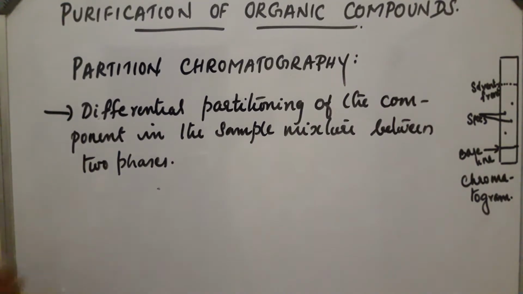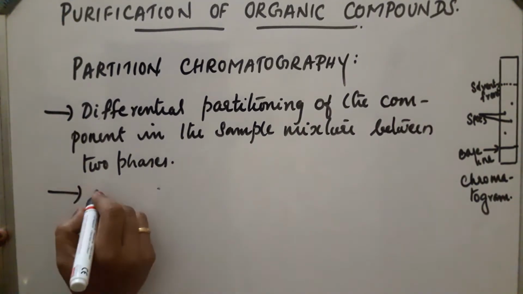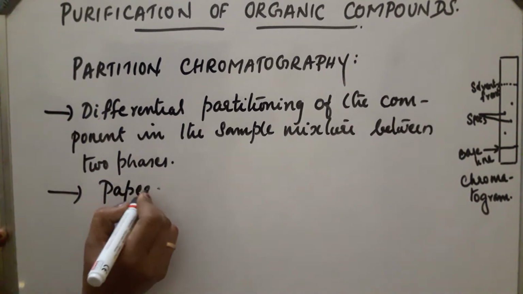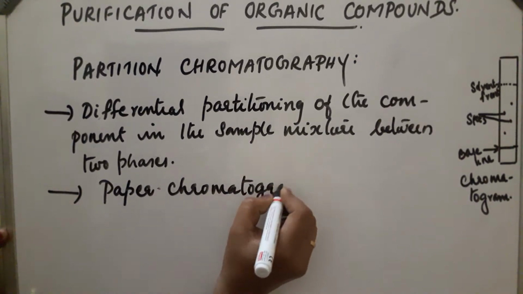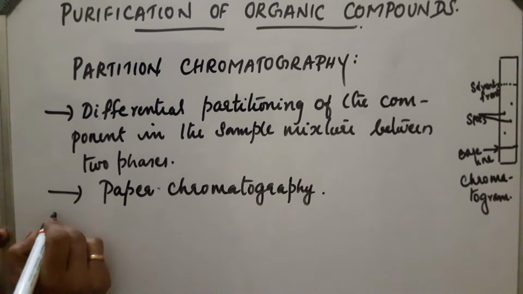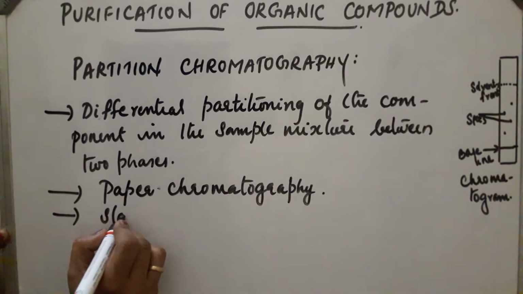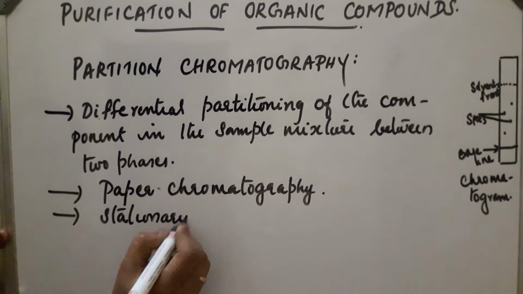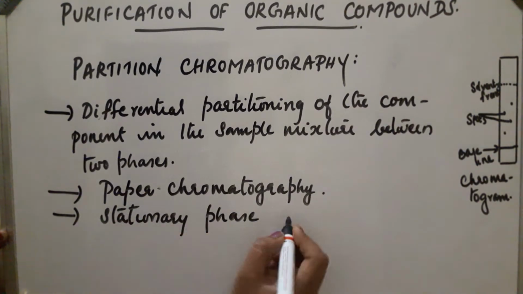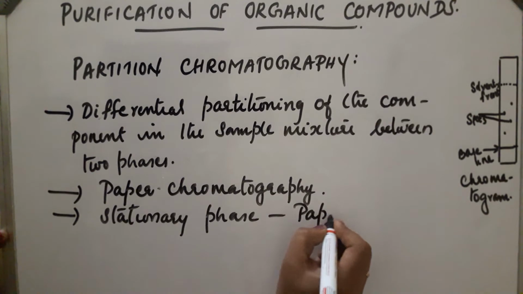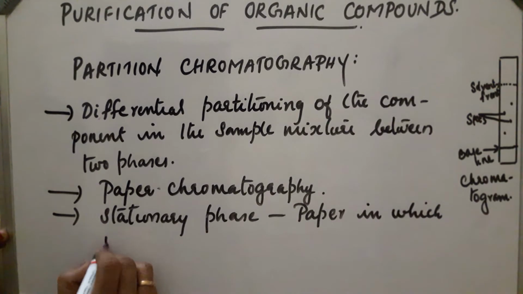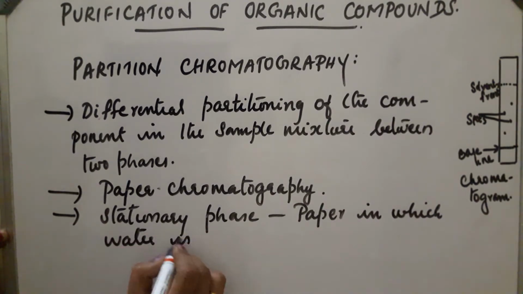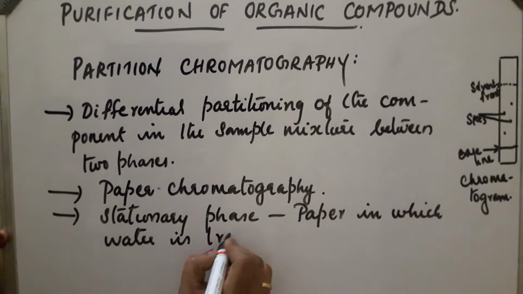Here, one example of partition chromatography is paper chromatography. In paper chromatography, the stationary phase will be a paper. Special quality paper is used in which water is trapped. So it contains water which is trapped in the paper. So this is the stationary phase.